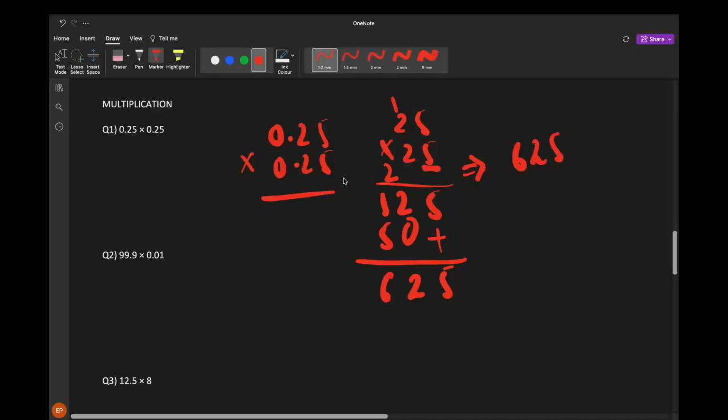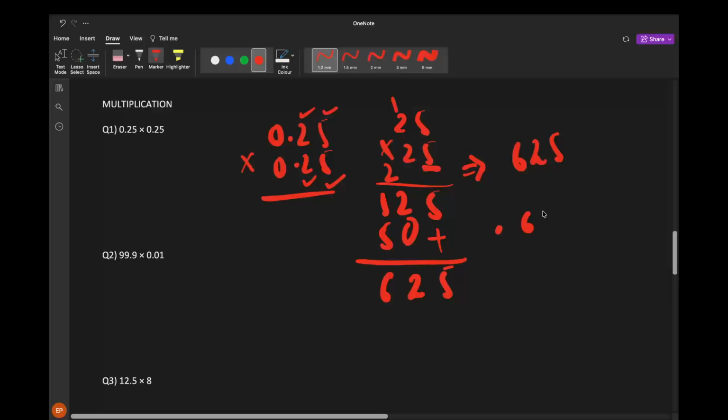625. But what matters here is how many digits are there after the decimal. Here 1, 2. In this 1, 2. Total how many? 4. So we have to keep a decimal from the right side of the digits. You have to leave 4 digits, then keep a decimal point.